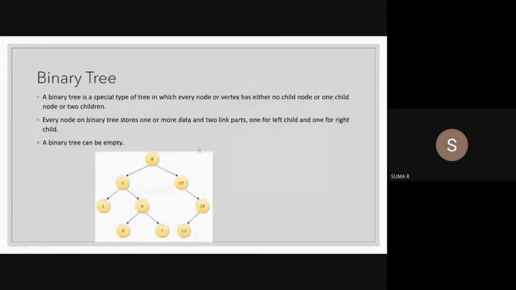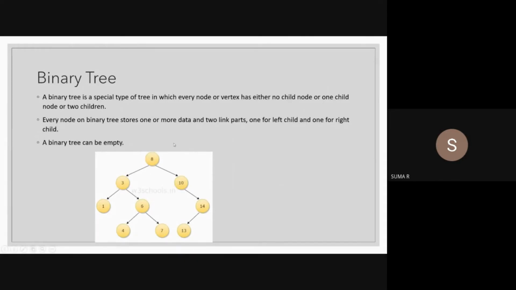Now, there are different types of trees, and binary tree is one among them and is very important. A binary tree is a special type of tree in which every node or vertex has either no child, one child, or two children. That is, the maximum number of children of a binary tree node is 2. It cannot be more than 2.